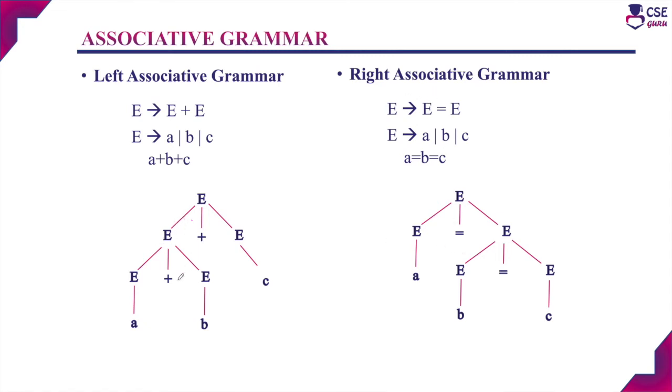So if it is a left associative grammar, and you create a left recursion for the left associative grammar, then we will get the correct parse tree. And if you implement a right recursion for a right associative grammar, then we will get an unambiguous grammar. So for the left associative grammar, we have to implement a left recursion to eliminate the ambiguity. And for the right associative grammar, we have to implement a right recursion to eliminate the ambiguity. Now, we will rewrite the grammar by implementing this concept.